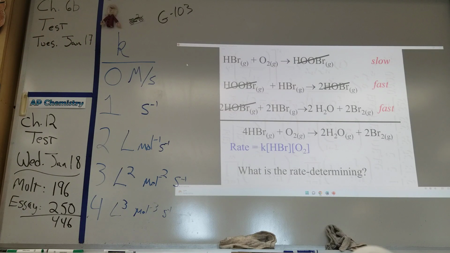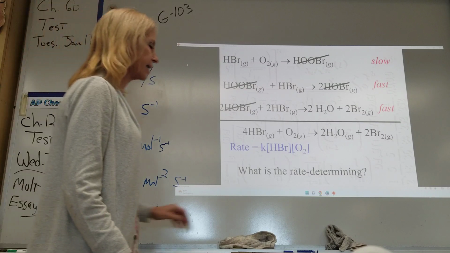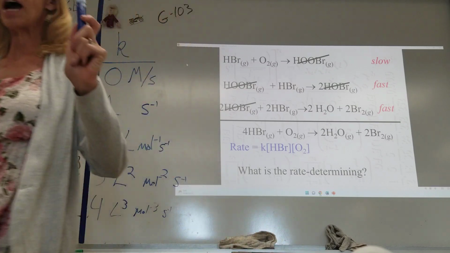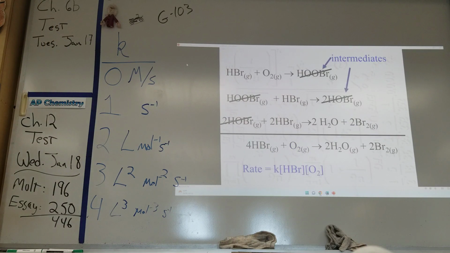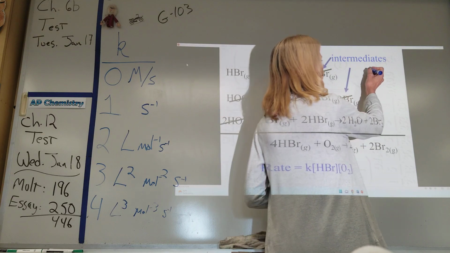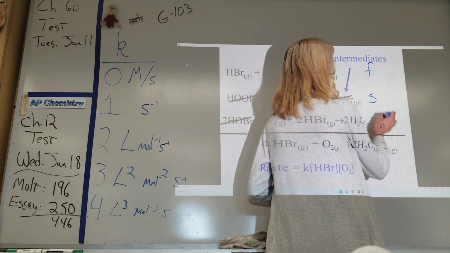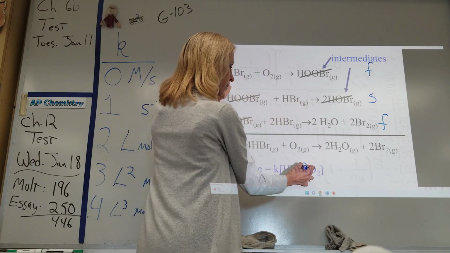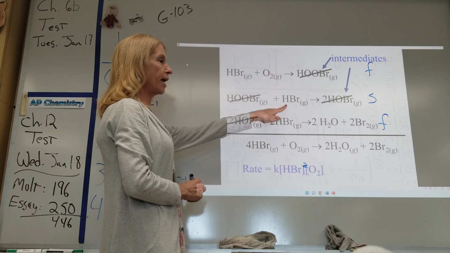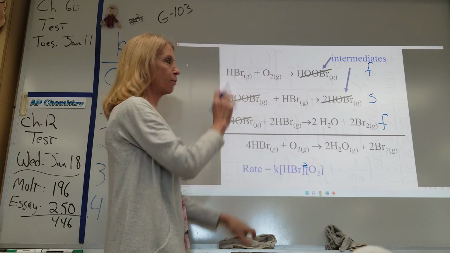Okay, now let me switch it up so that it's bad. It's slow, fast, fast, and that's consistent with the rate law. What if I did it wrong? What if I called it fast, slow, fast? Now what would the rate law be? Second order in HBr, first order in oxygen, that would be wrong.